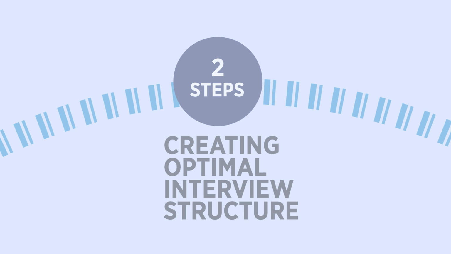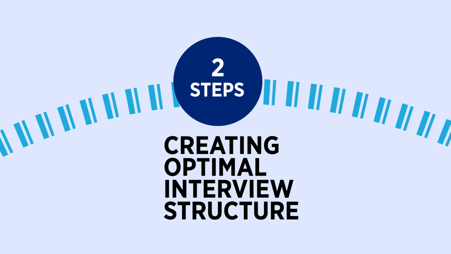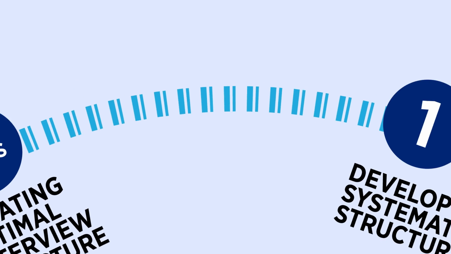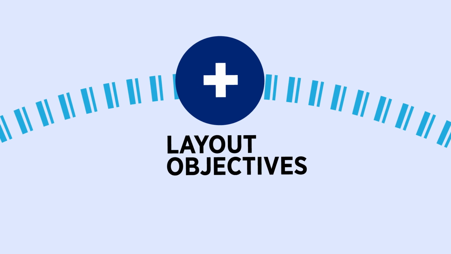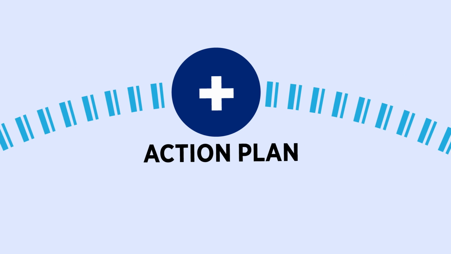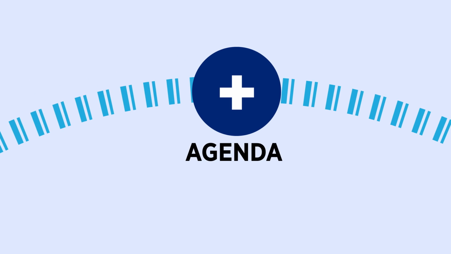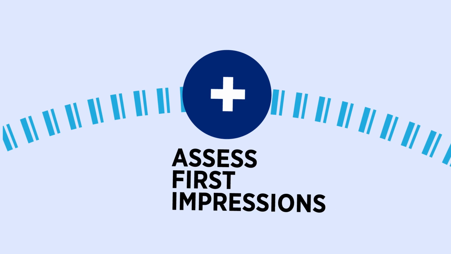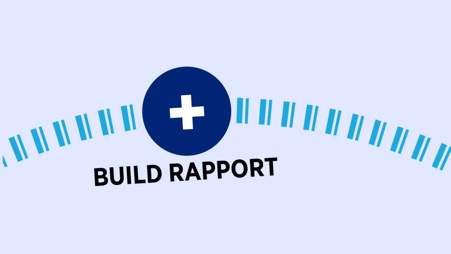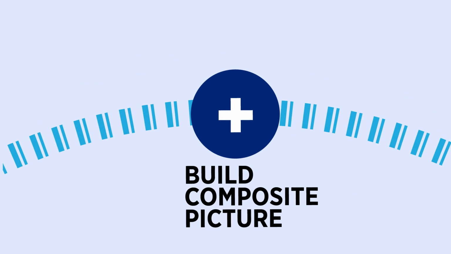In short, there are 2 steps to creating your optimal interview structure. Step 1, develop a systematic approach by clearly laying out your objectives, an action plan, and lastly, an agenda for the interview. Step 2, get to know your candidate by assessing first impressions, strategically building a rapport, and lastly, building a composite picture of your candidate.